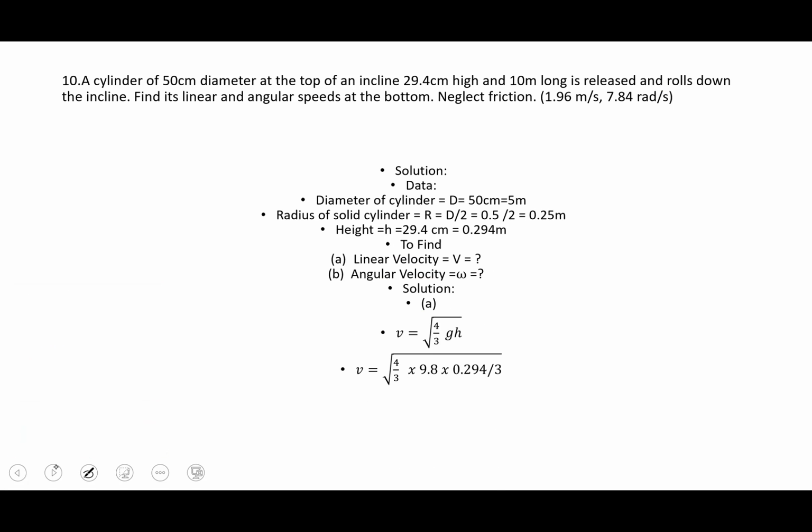So putting the values of 4 over 3, g is 9.8, and h is 0.294. This 4 over 3 is written as it is. So when we divide it, what do we get? We get velocity is equal to 1.96 meter per second, and that is the answer. We only take this part, 4 over 3 into 9.8 into 0.294, where the last is the height.